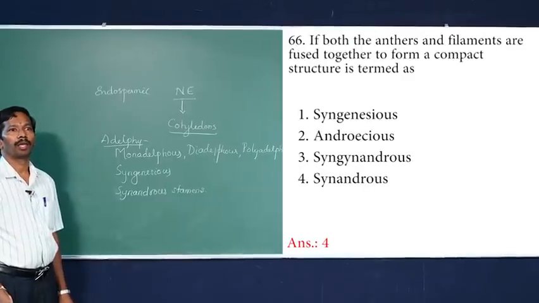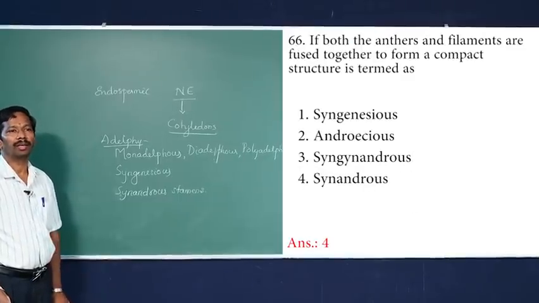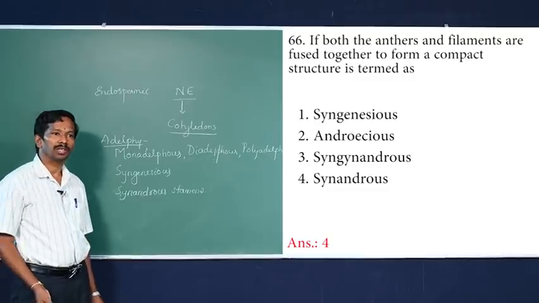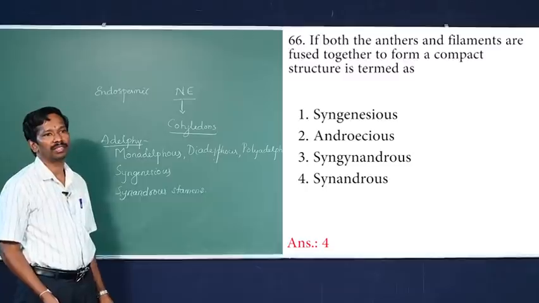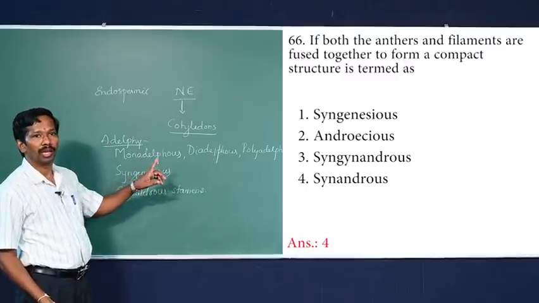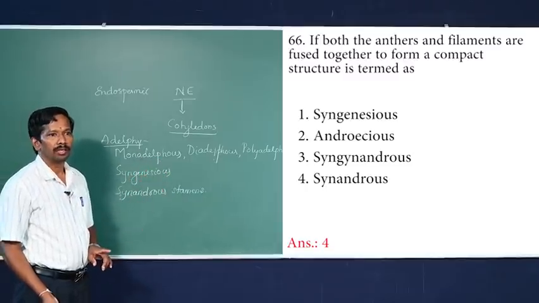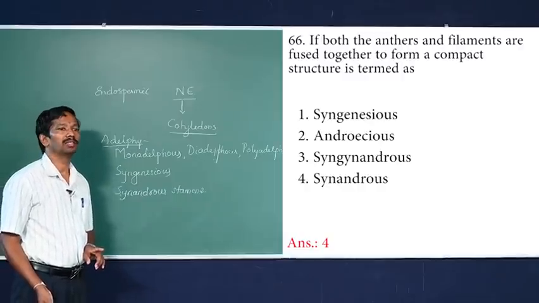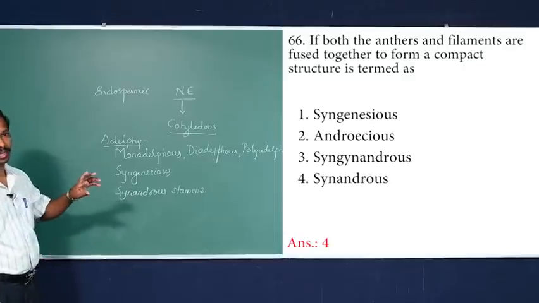6th question, if both anther and filaments are fused together to form a compact structure, it is termed as option number 1 syngenesious, option number 2 androecious, option number 3 syngynandrous, and option number 4 synandrous stamen. Answer is option number 4, that is synandrous stamen.